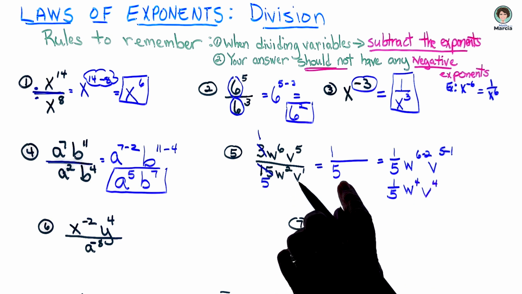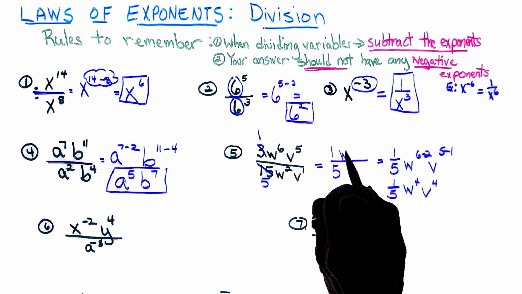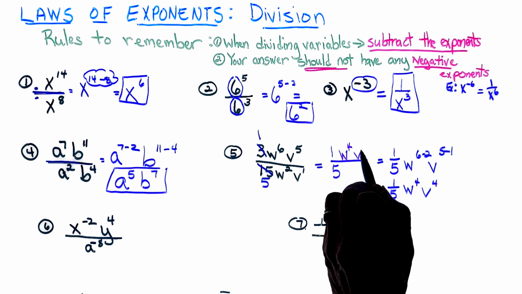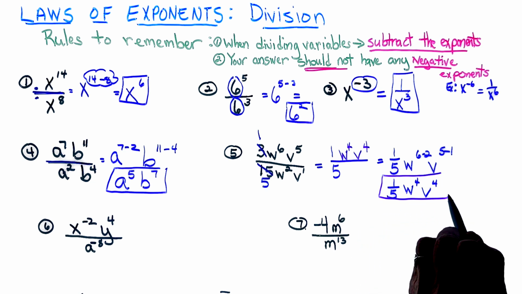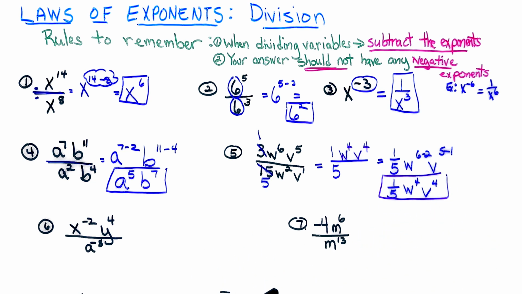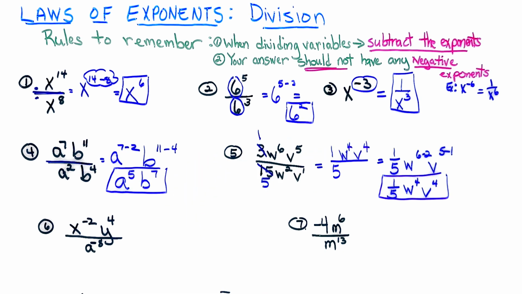If we were going to leave it in fraction form, it would look like this. It would be w to the 4th, v to the 4th over 5. Either one of those answers would be correct. And you know, when you're writing this, they would not have that 1 there. It's just understood.